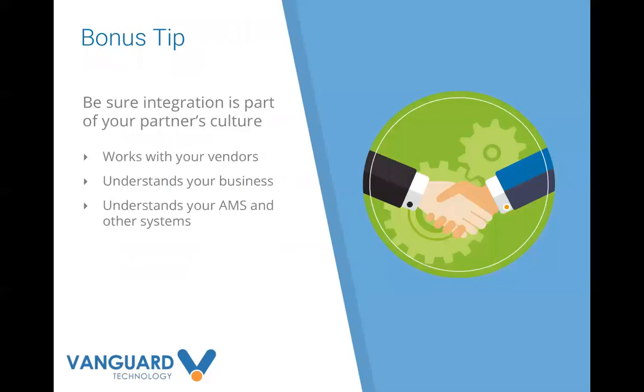Now, bonus tip for you. Also, be sure that integration is part of your partner's culture. I said earlier, when we think about the ecosystem and the web experience for an association website, the user thinks it's one, but we all know there's multiple systems in the back end. Make sure that your partner does this on a regular basis. Is this in their DNA? Do they work with the vendors? Do they say, oh yeah, I have experience doing X, Y, Z, or we've done it with these pieces? Do they understand your business?